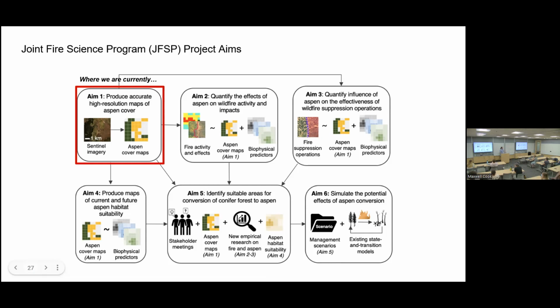And our partners at Colorado State University are working through these 3 aims down here. This is the next piece of the puzzle: how do aspen moderate fire behavior, or do they? And then where might it be feasible to do management in this regard? Where could we actually go out on the landscape and do these management activities to promote aspen and expand aspen where they currently are?